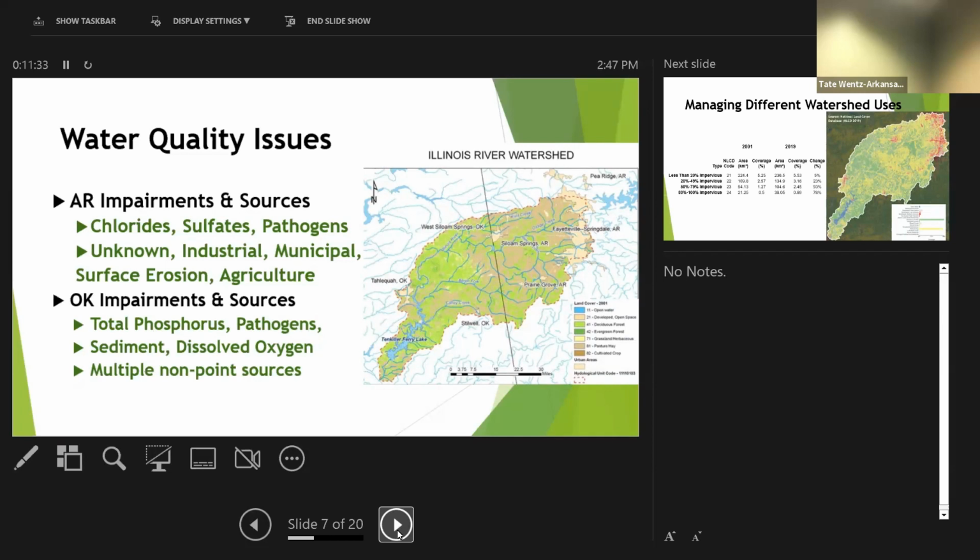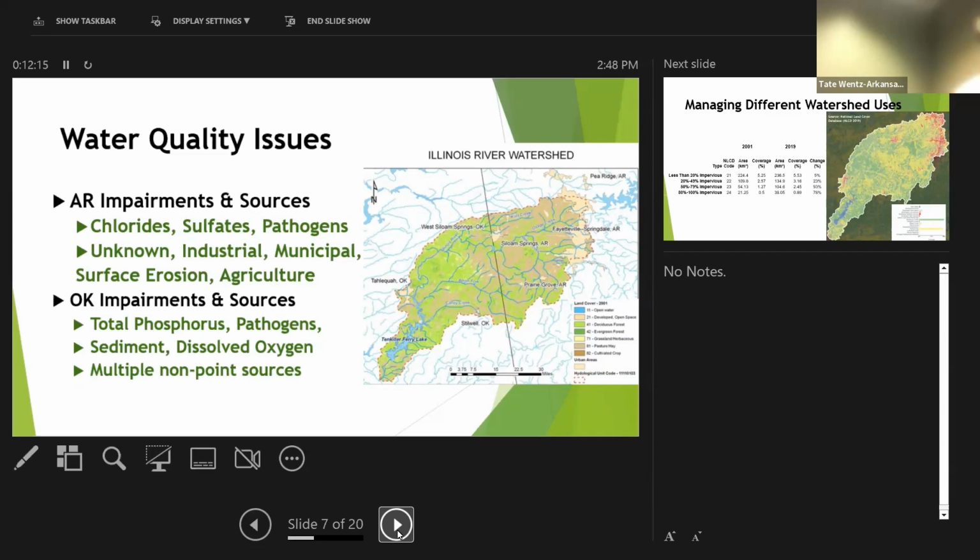Within Arkansas, we've got a few places with chloride and sulfate impairments and some pathogen impairments. Some of those causes were unknown, but we've got a variety of sources: industrial, municipal, surface erosion, agriculture. On the Oklahoma side of the line, we've got impairments in the main stem of the Illinois River for total phosphorus, and other impairments for pathogen, sediment, and dissolved oxygen, scattered in different places. Most of those causes were identified as non-point source causes.